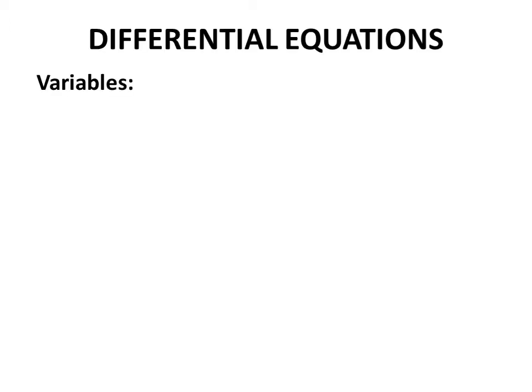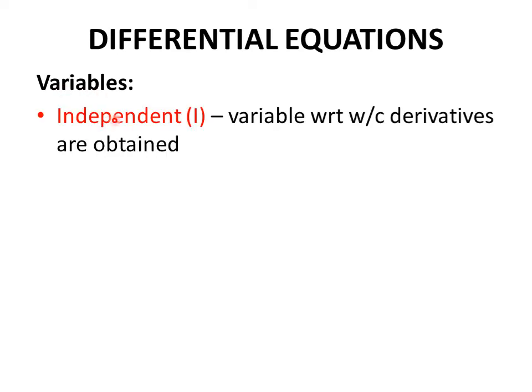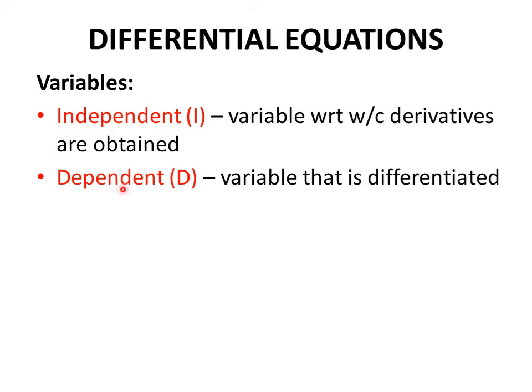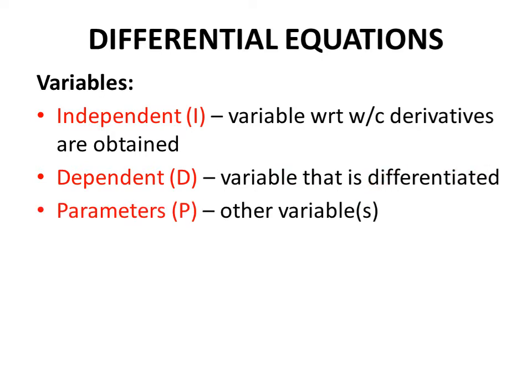In differential equations, there are three types of variables. The first one is the independent variable. This is the variable with respect to which derivatives are obtained. We also have the dependent variable, which is the variable that is being differentiated. Then we also have the parameters, which are the variables other than the independent and dependent variables.